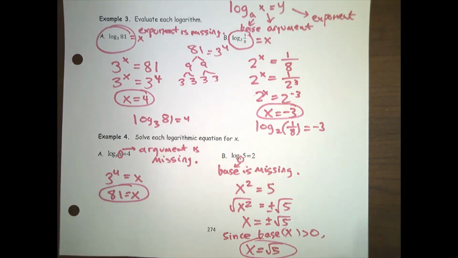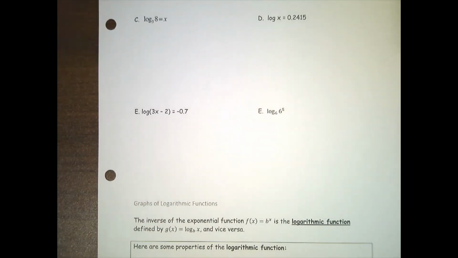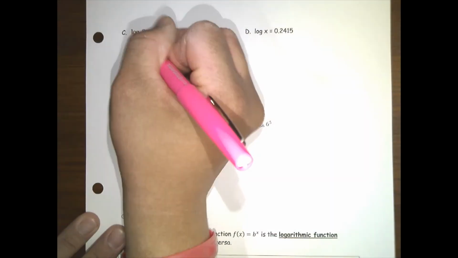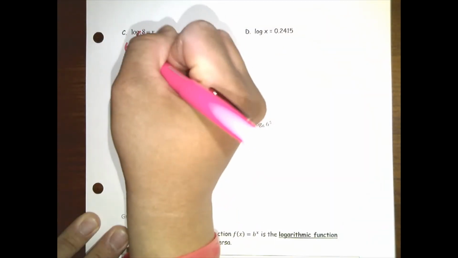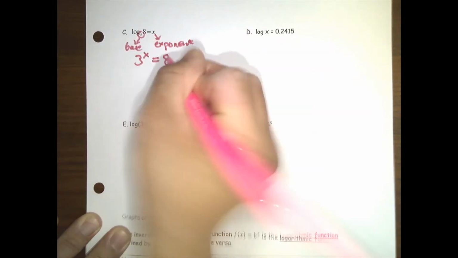All right, let's try another one here. And again, if you have any questions, please feel free to ask. In this problem, log base 3 of 8 is equal to x. The 3 is the base. The x is the exponent. So I have 3 to the x is equal to 8.